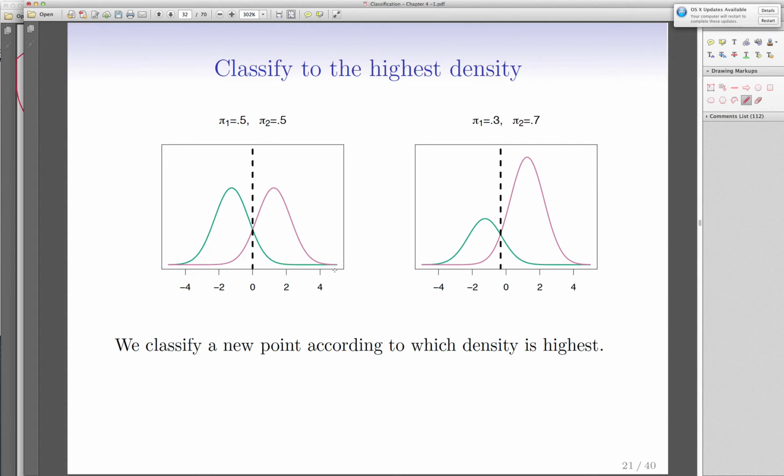So let's look at some examples. Let's say we have two groups. This is our green group, this is our pink group. The green group is normally distributed around -1.5.